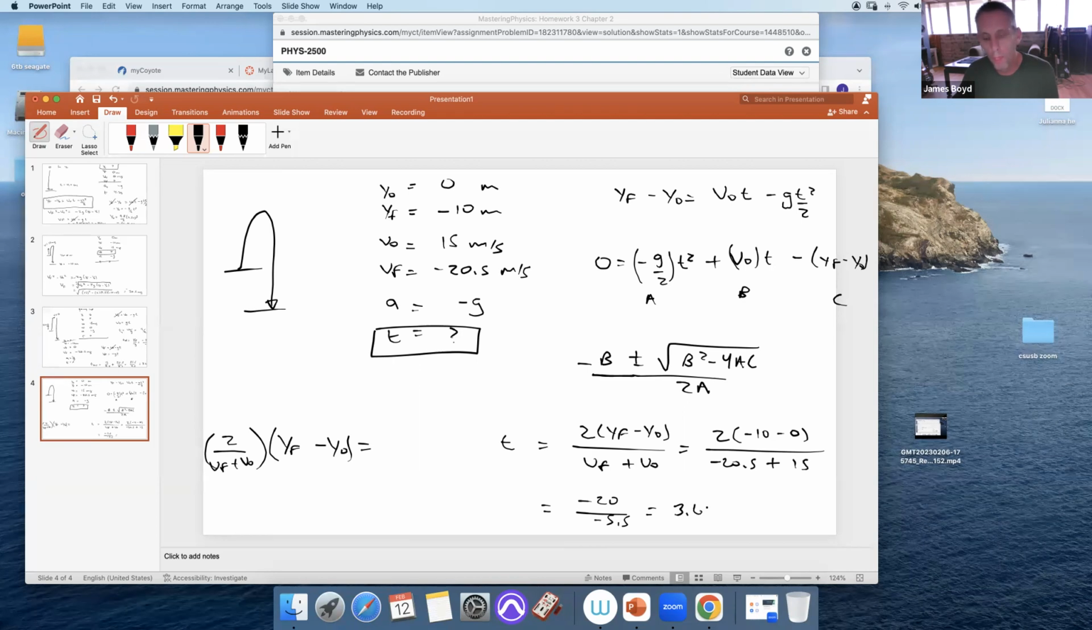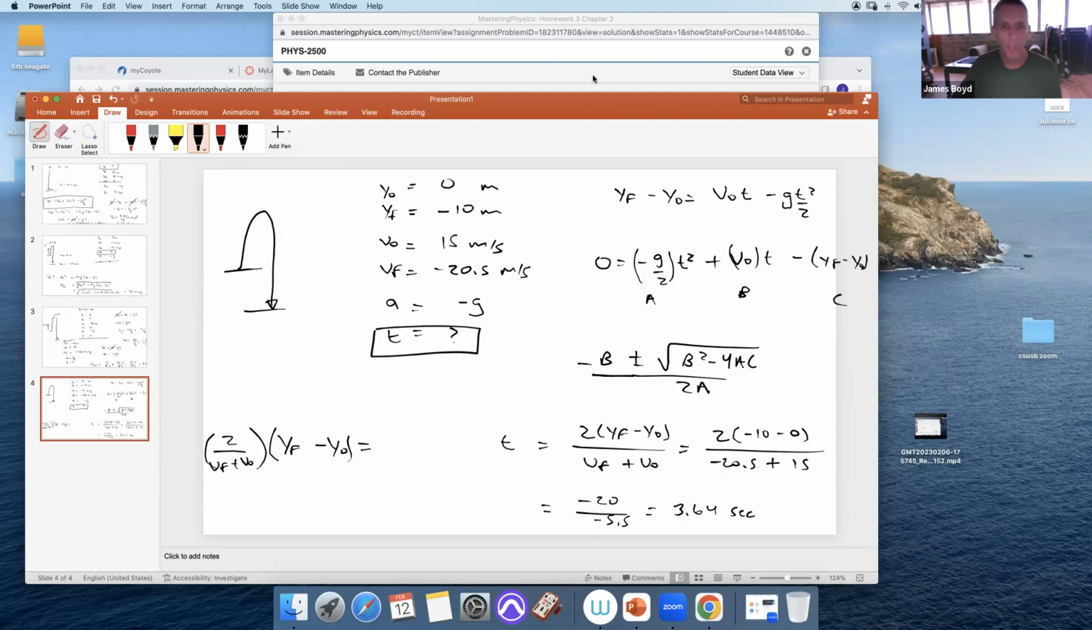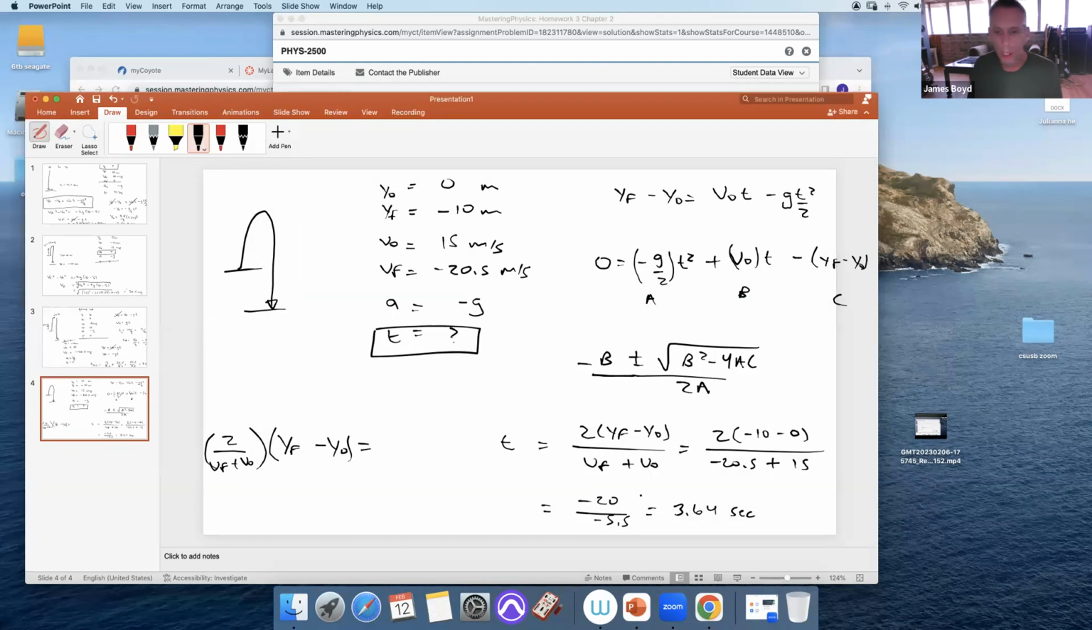3.64 seconds, which was pretty close to what we got. We got about 3.6, which was the answer. There's a little bit of rounding issues here. You would want to use the actual unrounded v final for that.